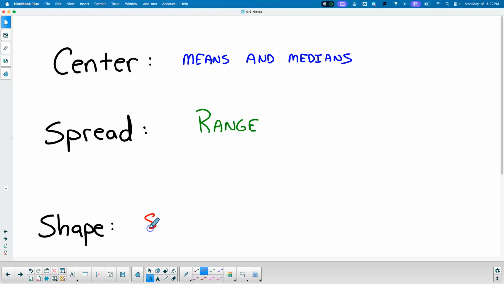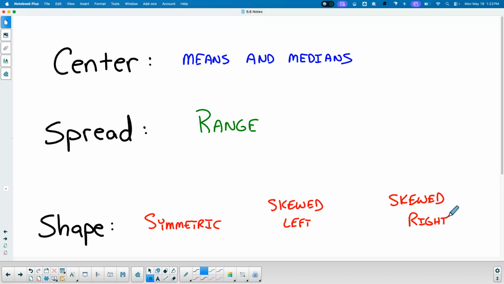We've got symmetric. We've got skewed left, and we've got skewed right. Okay. What does symmetric mean? They're like all the same.